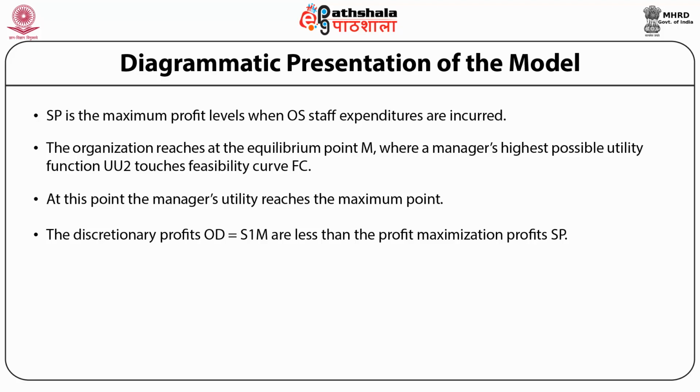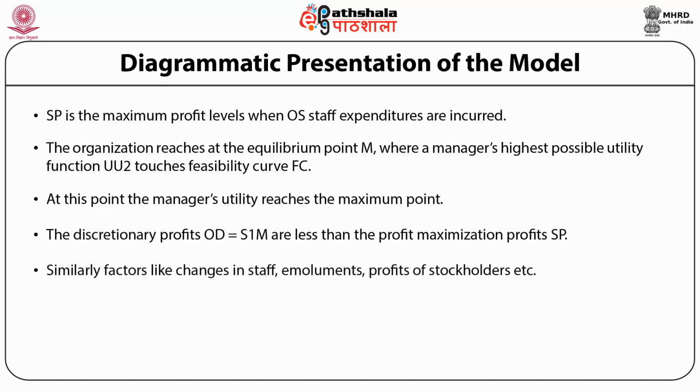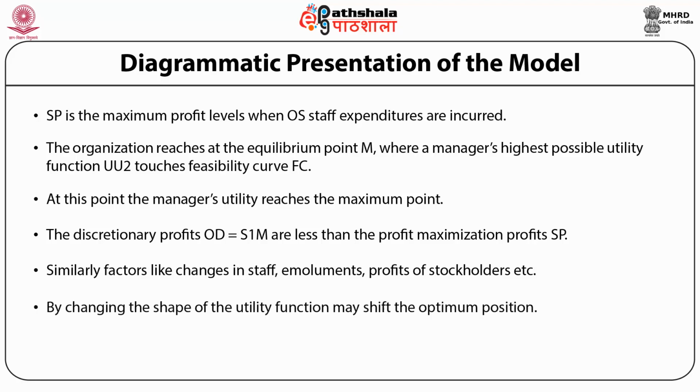Williamson has further discussed that factors like taxes, changes in business conditions, etc. can affect the feasibility curve, due to which it can shift the optimum tangency point, like M in the figure. Similarly, factors like changes in staff emoluments, profits of stockholders, etc. change the shape of the utility function, which may shift the optimum position.